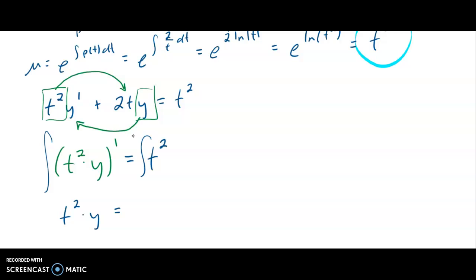Equals, I don't have that on the right side. We can write dt if we want. Integrate that with respect to time. I get 1/3 t cubed. And this is where you have to remember to put your plus c there.